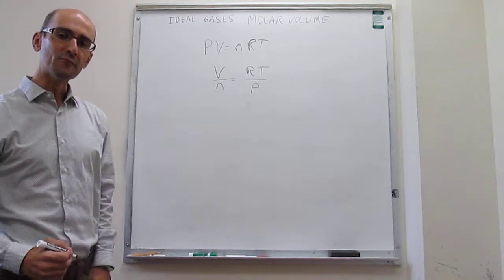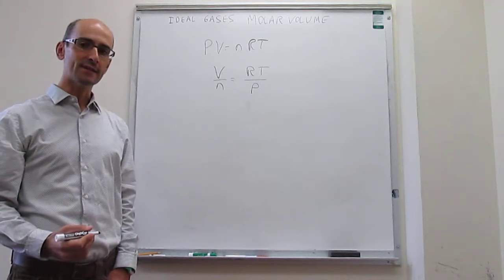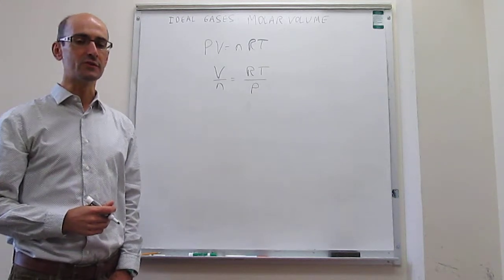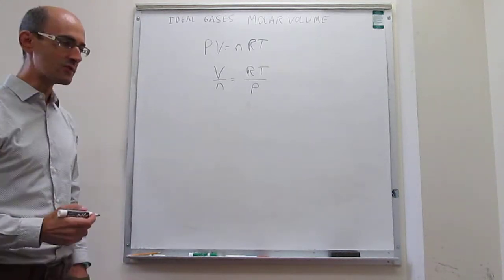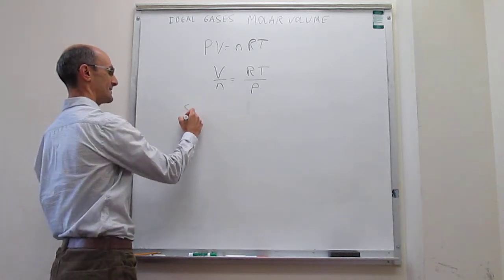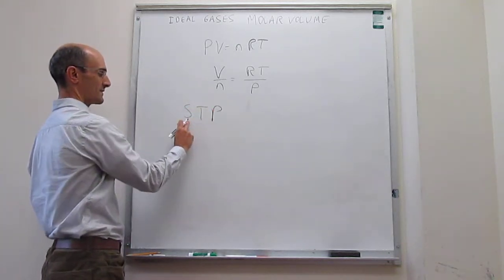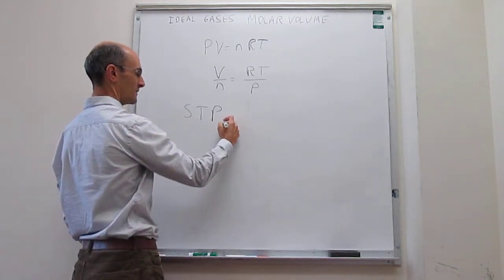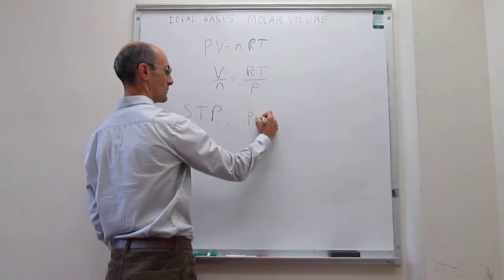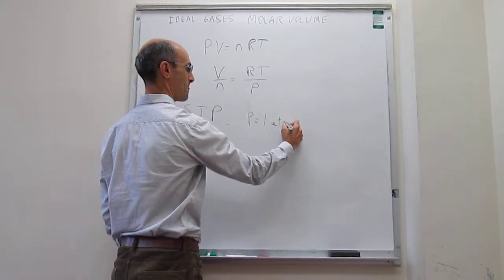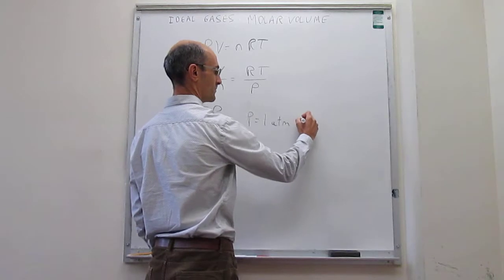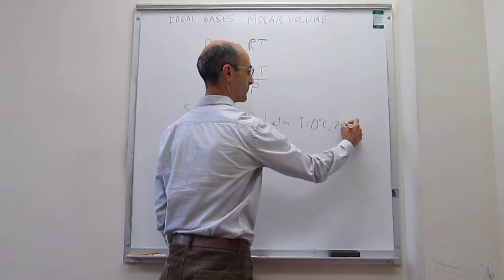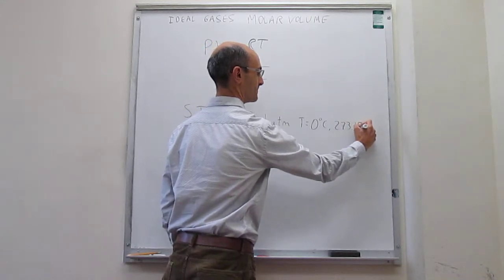So we can calculate what the molar volume is for an ideal gas by agreeing to a set of temperature and pressure conditions. Typical temperature and pressure conditions that are used are STP, for example. This means standard temperature and pressure conditions, and the definition is that the pressure is equal to 1 atmosphere, and the temperature is equal to 0 Celsius or 273.15 Kelvin.